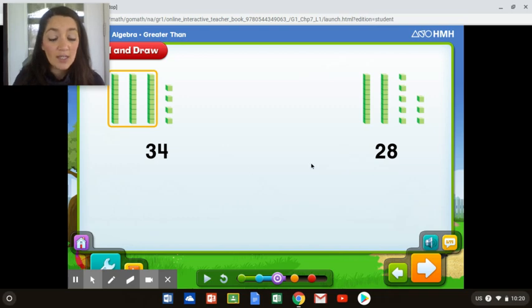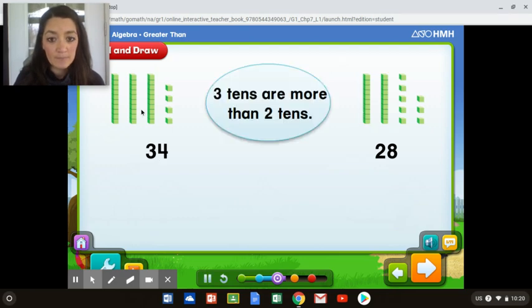So I could see right here, these two numbers, 34 and 28. We have 3 tens here and 2 tens here. Which one has the greater amount of tens? 34. There's 3 in there. There's more tens than there are in this one. 34 has 3 tens and 28 has 2 tens. 3 tens are more than 2 tens.